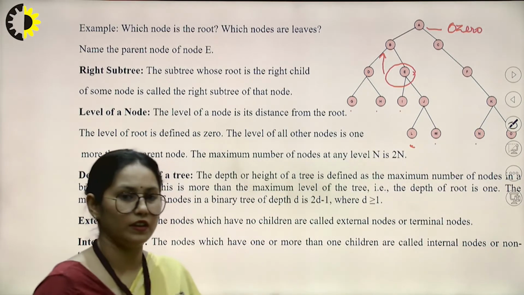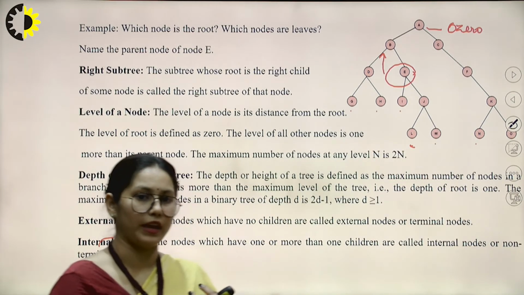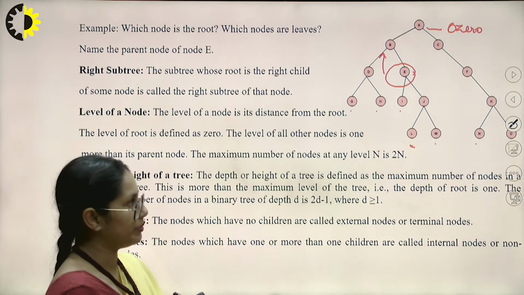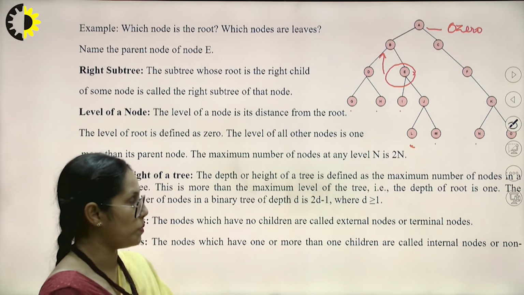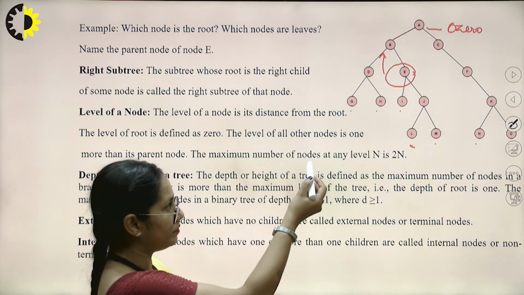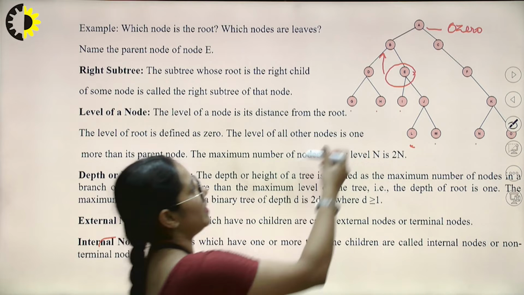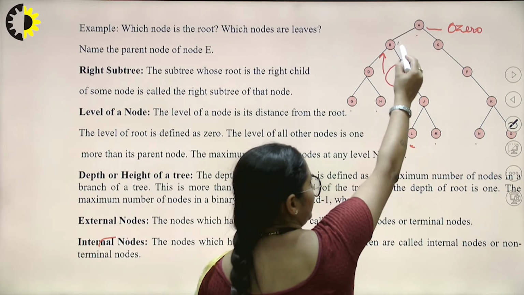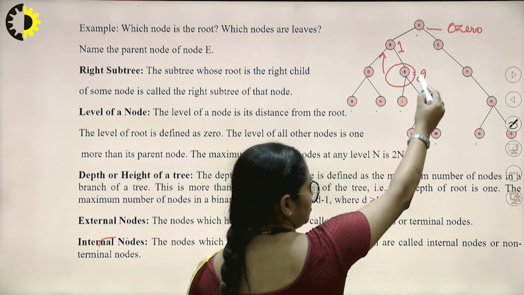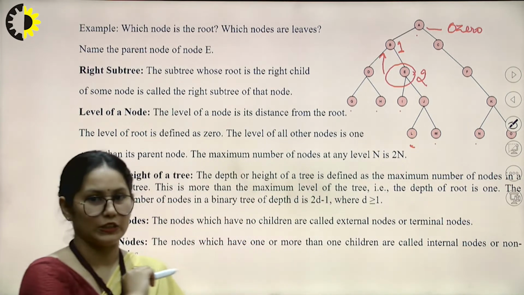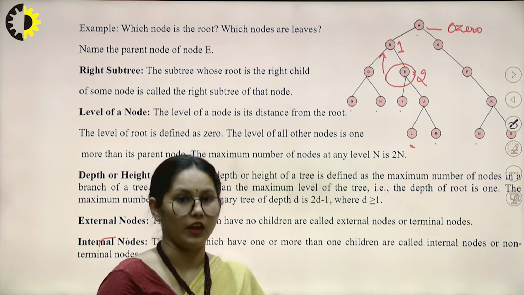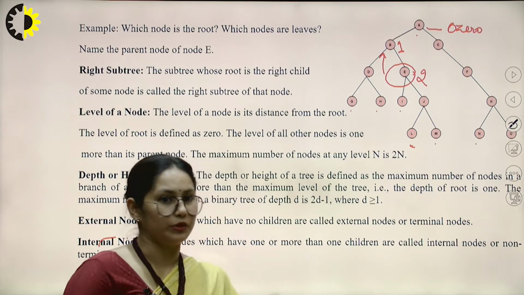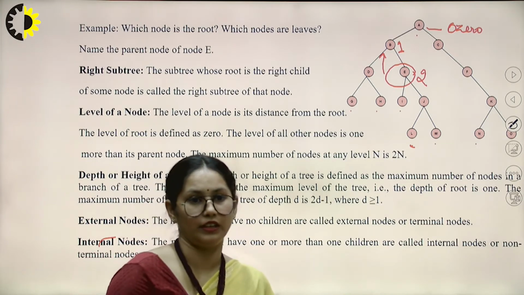Okay. So, level of node A is defined by 0. And now, what would be the level of E then? If I have to calculate the level of E, we are starting from A, we are going to E. Now, 0 to the 1 and to the 2. So, what will be the level of node E? That is 2.